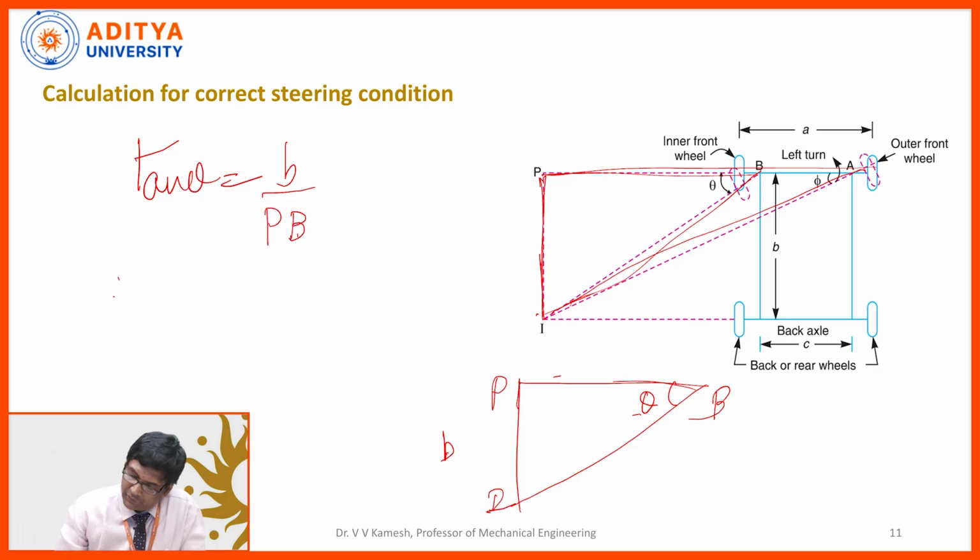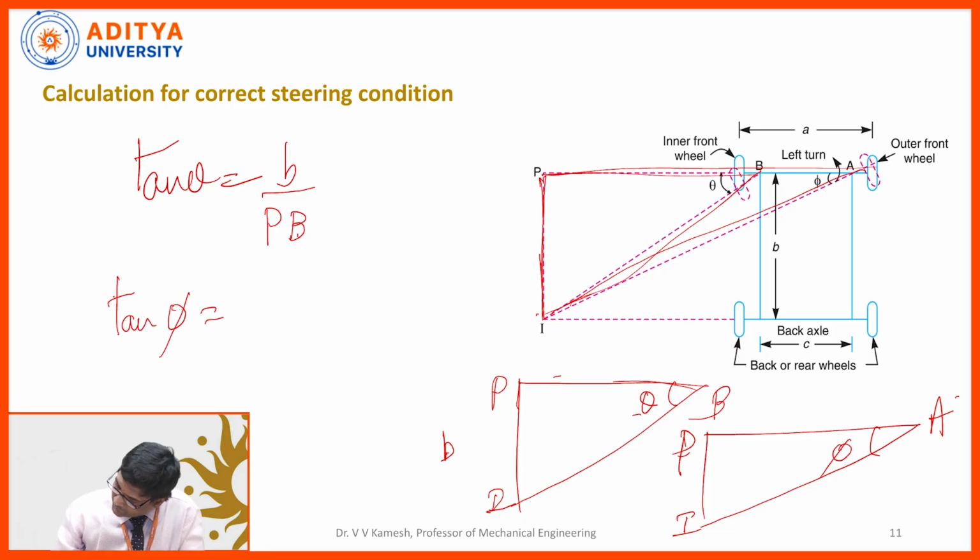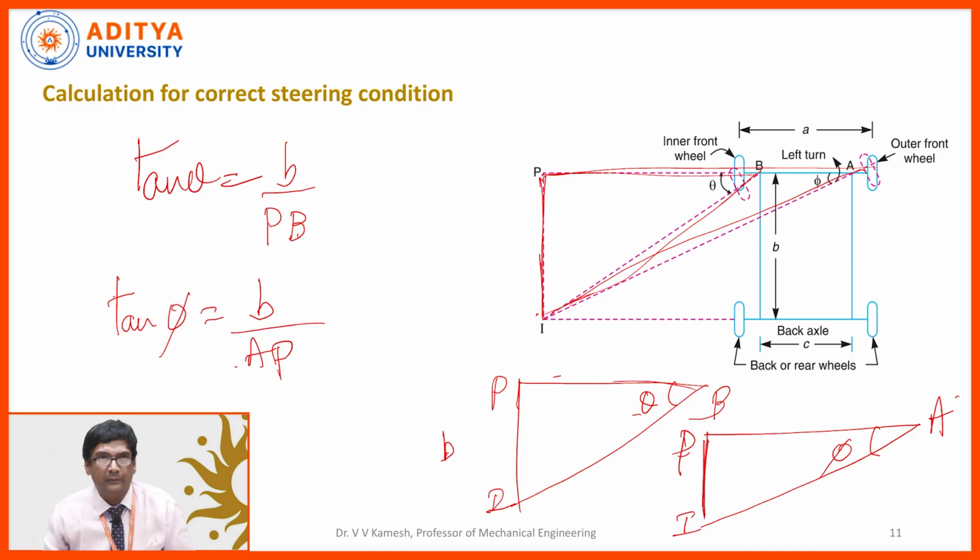Now the next right angle triangle is IPA. This angle is phi. Now I am calculating tan phi. What is tan phi? IP by AP. What is IP actually? Small b by AP.